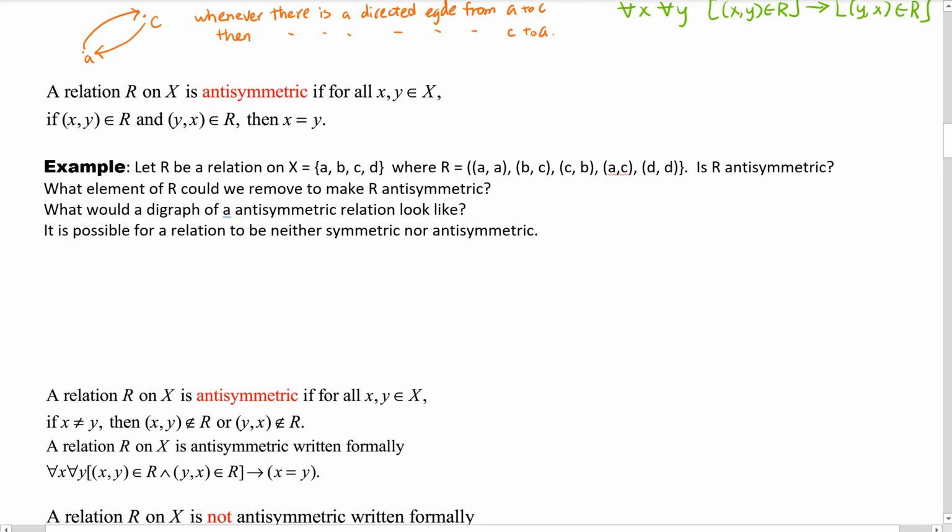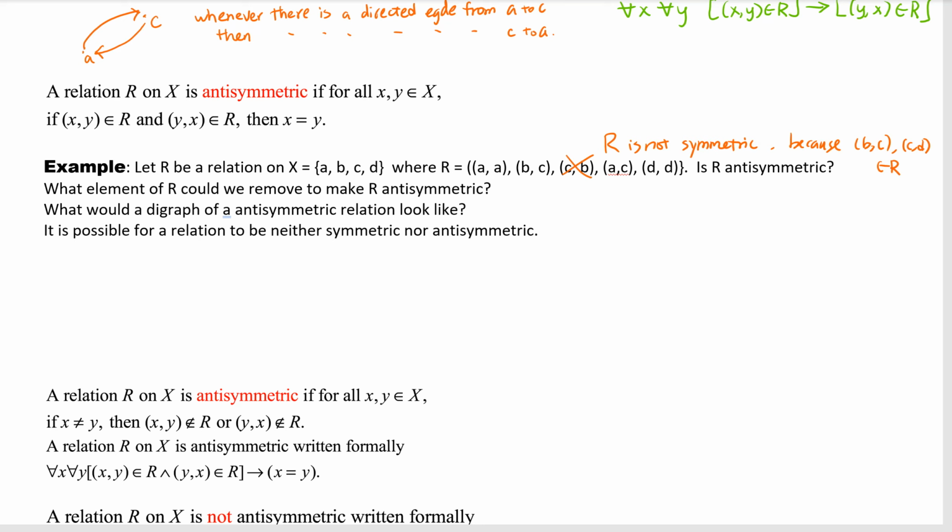So, which means if you have BC, then you cannot have CB in the relation, because otherwise you have to require B and C are the same. But in this case, B and C are different. So we can say R is not symmetric because BC and CB are both in R, and B and C are different.